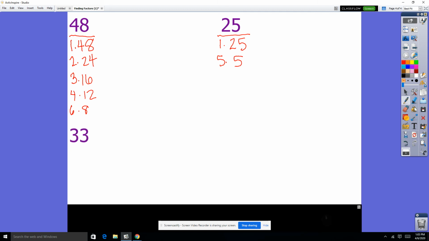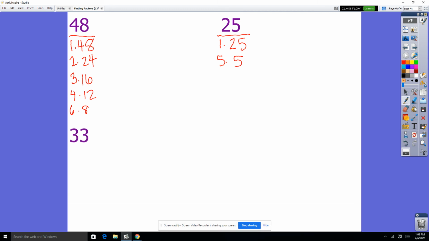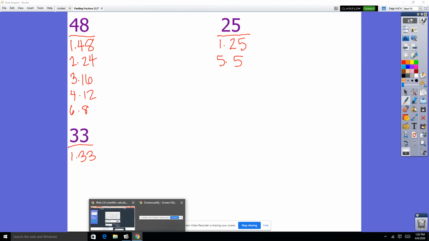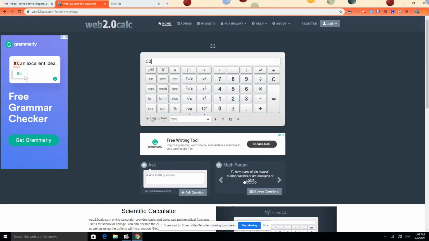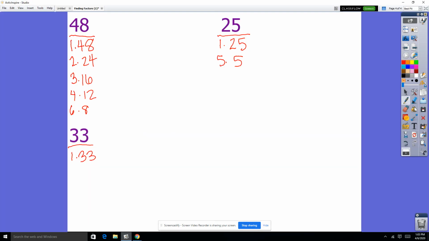The last one we're going to look at is 33. So the factors of 33, I have 1 and 33, because 1 times a number is always itself. So then I'm going to use my calculator. I know 2 is not going to be a factor because 33 is odd. So then I'm going to try 3. So 33 divided by 3 gives me 11. So 3 is a factor of 33. 3 times 11. When you write your factors down, it's the number you divided by times the answer you got.